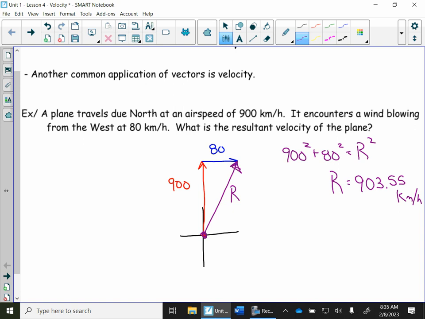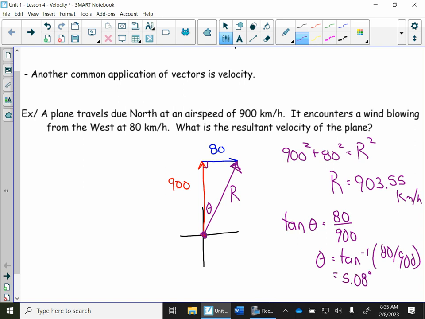If we're talking about vectors though, don't forget we need to have a magnitude, which we have, and a direction. So we need an angle. The angle will be right here. Again I have a right angle triangle, so it's a SOHCAHTOA question. I have the opposite and the adjacent, so I'm going to use my tan ratio. 80 over 900, so theta is the inverse tan of that. On my calculator, I got 5.08 degrees.